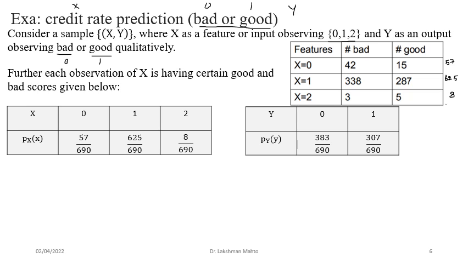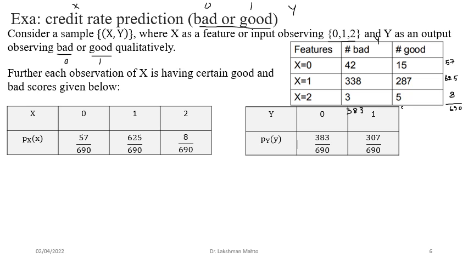And further, you sum all these values. The total is 690. Likewise, if you want to compute the distribution of y, y takes values along the horizontal axis, so you have to do the vertical sum. What is the sum of the first column? It is 383. And what is the sum of the second column?